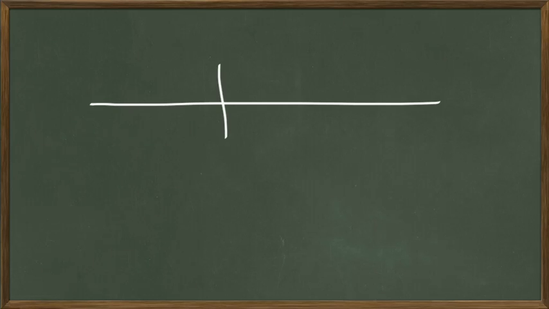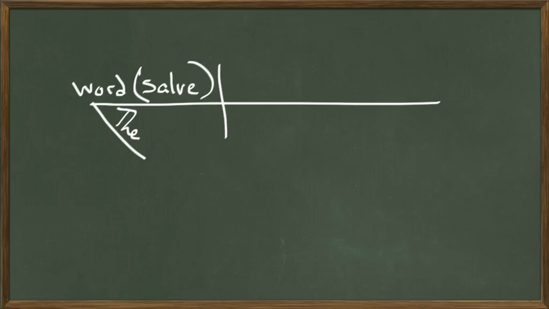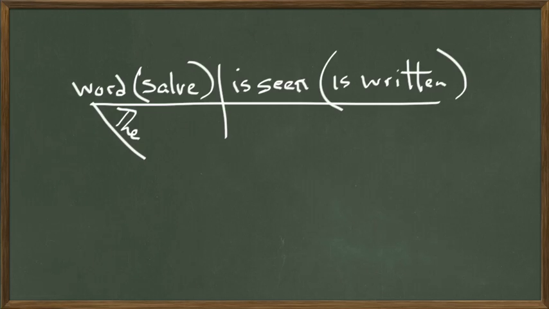Okay, let's diagram this. So we always start with a straight line, then we divide it. So we have the word, and then we'll put the appositive right here on the line with the noun it's describing or renaming. The word salve, and we'll put the down under here, underneath. Article adjective, that's where it goes. The word salve is seen. We'll go with both of these. Or we could also say is written. Either one works. Is seen or is written.